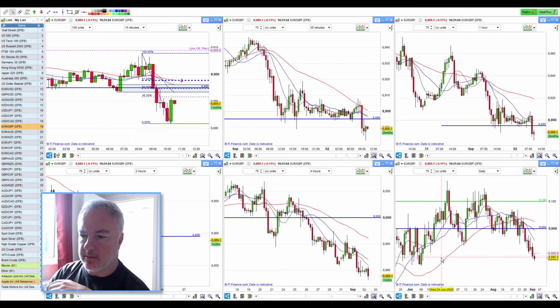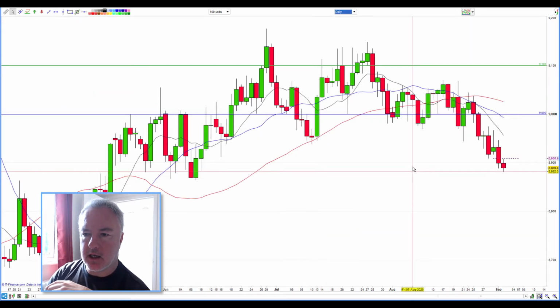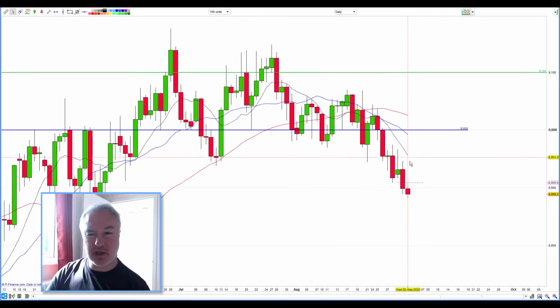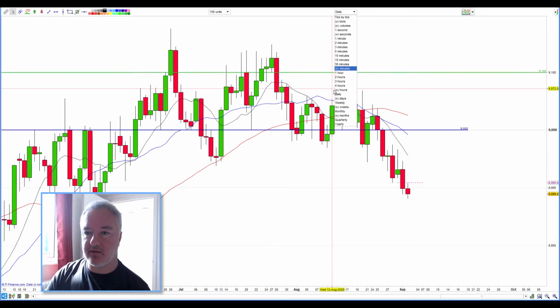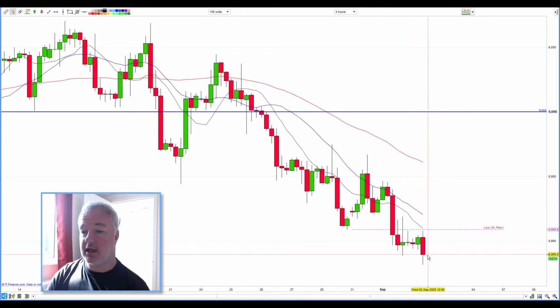So on the daily, if I just take you through this, and I do it sort of manually, one by one, starting off with the daily, there is a downtrend. It's not ridiculously overextended from the moving averages, so I'm happy with that. If I go down to the 4-hourly, it's definitely not overextended, and I quite like to look at that.